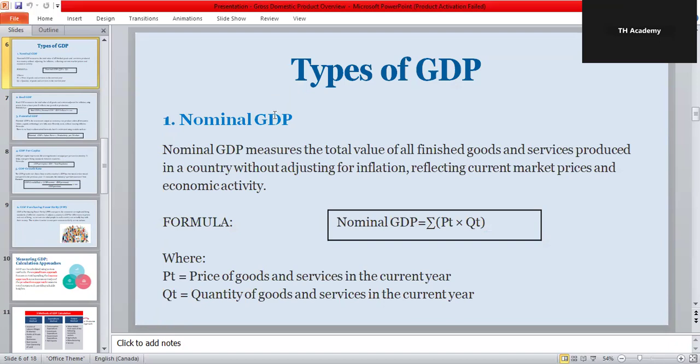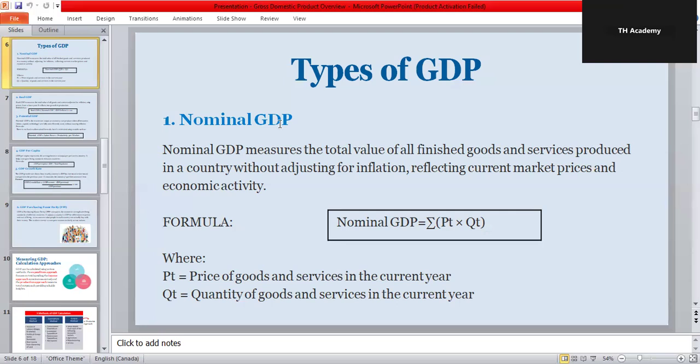First one is nominal GDP. Nominal GDP measures the total value of all finished goods and services produced in a country using current market prices. That means it includes the effect of inflation. In simple words, it's the actual amount of money spent or earned in a given year based on the prices that exist right now.